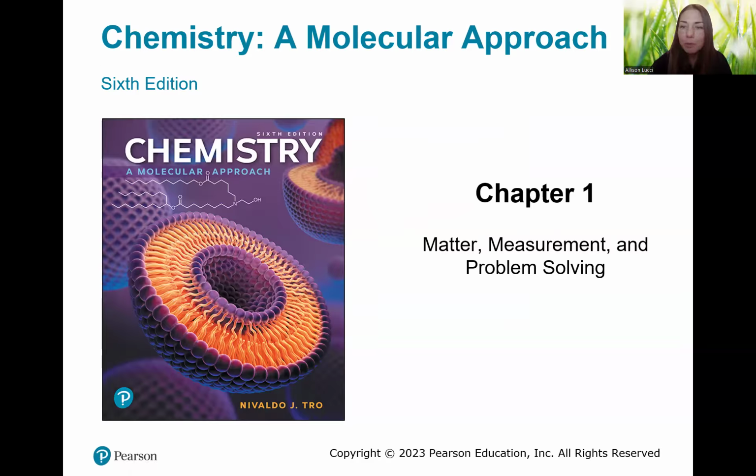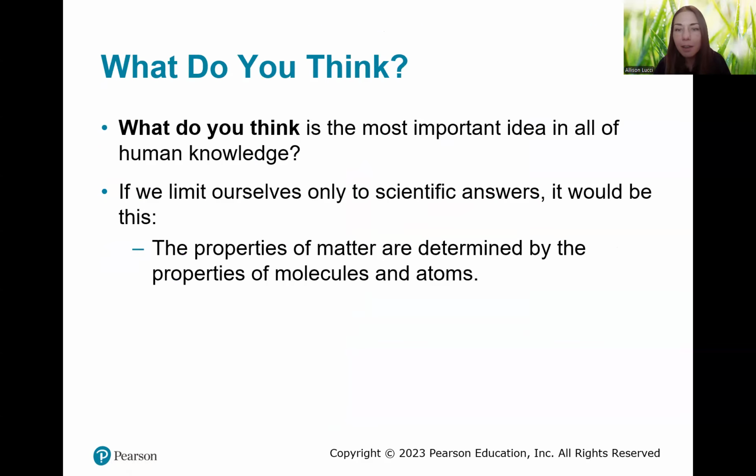Chapter 1 is about matter, measurement, and problem solving. I'm going to make some videos that group together some key concepts. This first video introduces us to what we're going to find this semester when we talk about chemistry. They pose a question as to what the most important idea in all of human knowledge is.